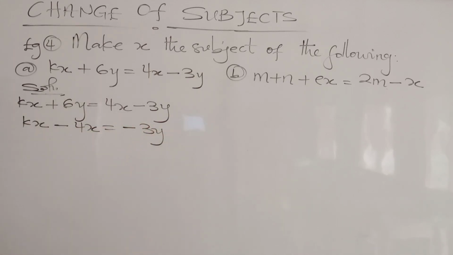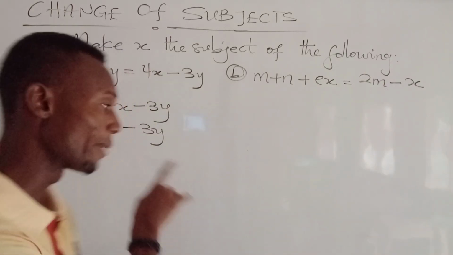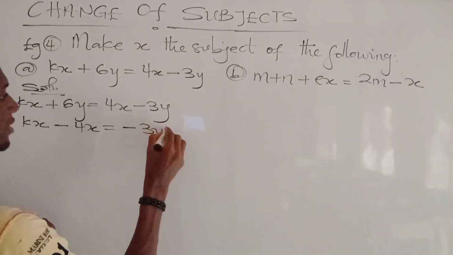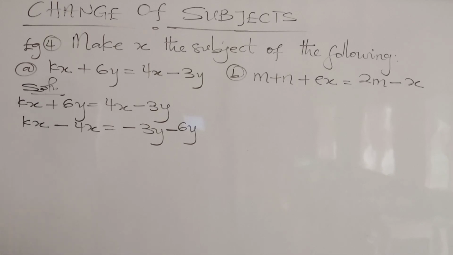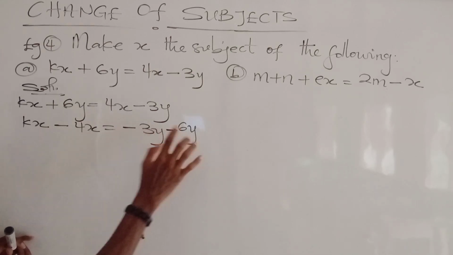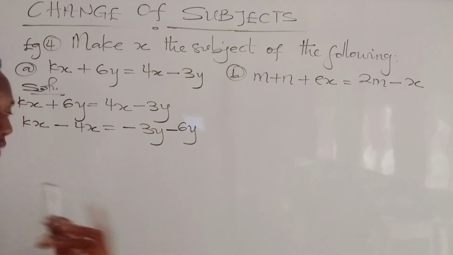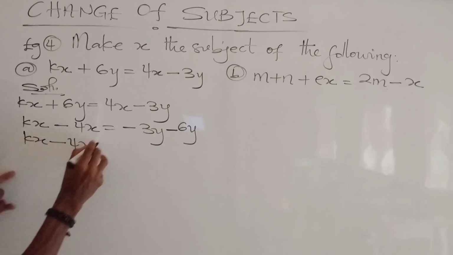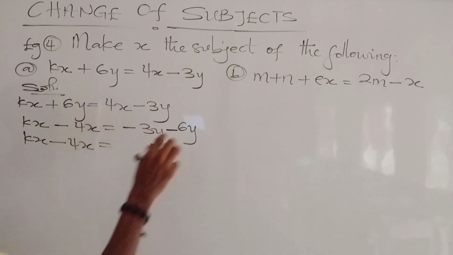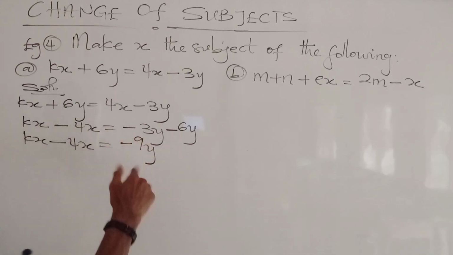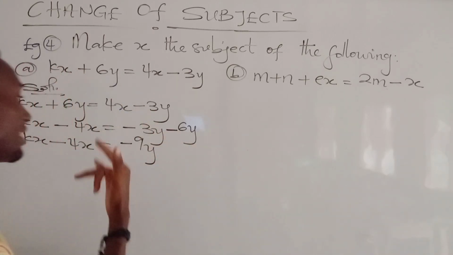Then this positive 6y will also cross the equal sign to go and join the minus 3y, which is there. So it is positive 6y. When it crosses the equal sign, it becomes negative 6y. I hope you agree with me up to this point. Now, let's go ahead and simplify this one, because the negative 3y and the negative 6y are like terms that we can simplify. So I'm going to repeat my KS minus 4s equals negative 3y minus 6y, which gives negative 9y.